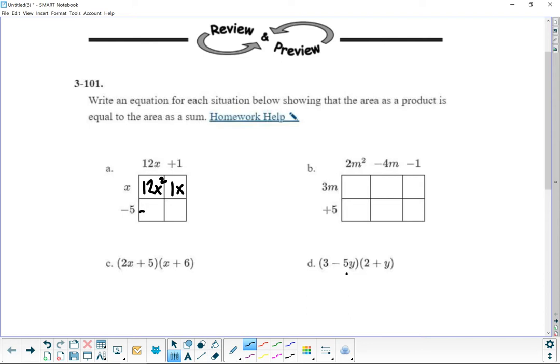Ooh, for some reason it's not writing. -60. Sorry, -60. Okay, I think my program is lagging a little bit. -60x, there it goes. And -5 times 1 is -5. All right, so that's completion of the area model.